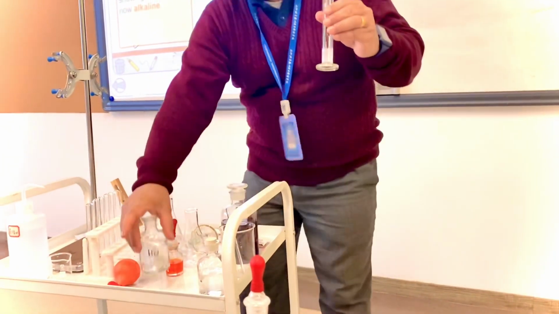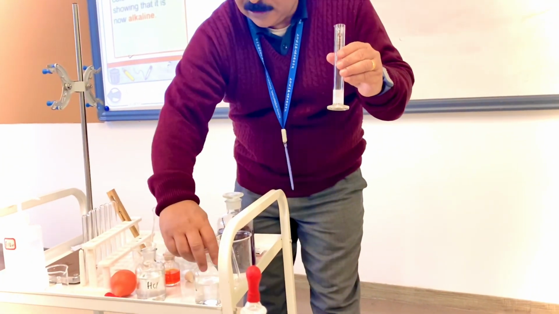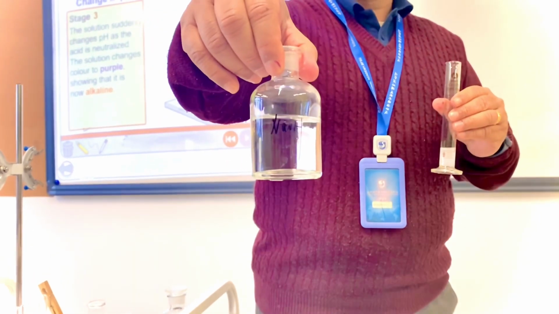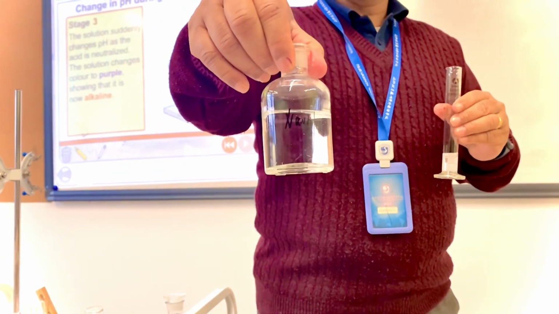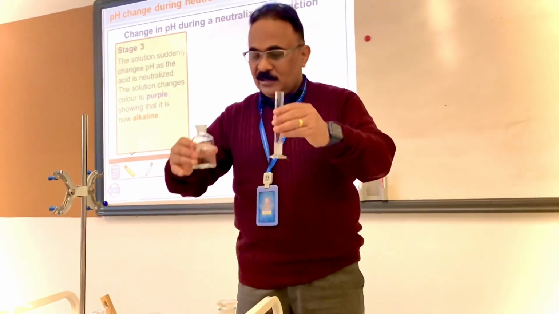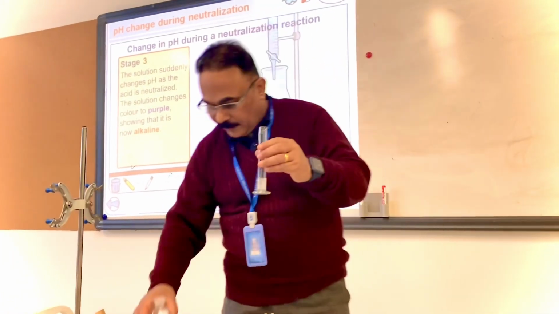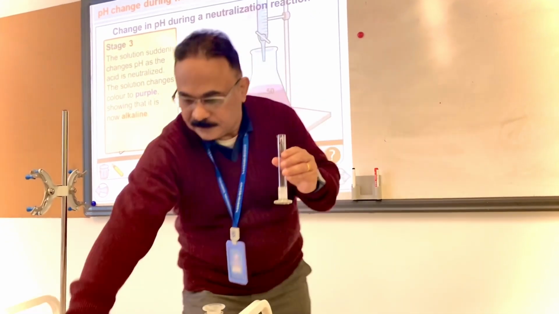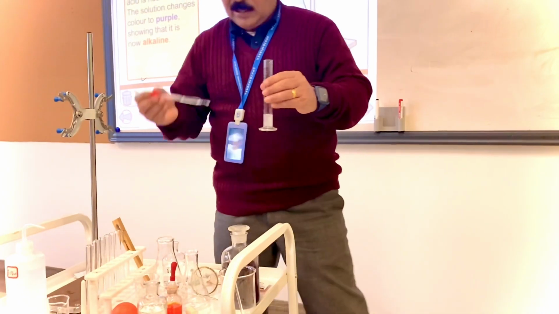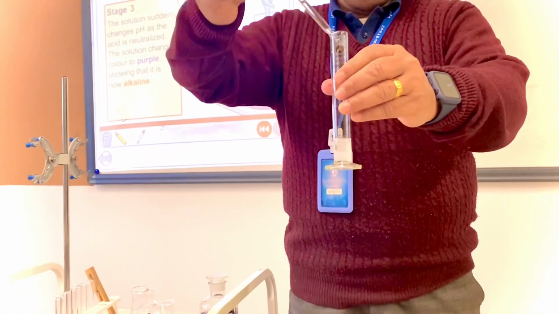And now what are we going to do? We are going to take another substance, that is an alkali. What is the alkali? NaOH, sodium hydroxide solution. Okay, so let's pour the alkali in it, but we have to be very careful in that. I take a dropper and I pour it in.